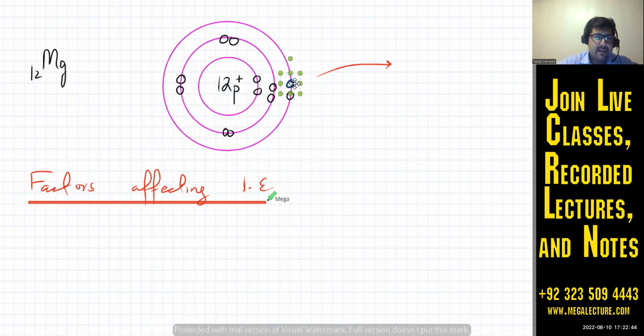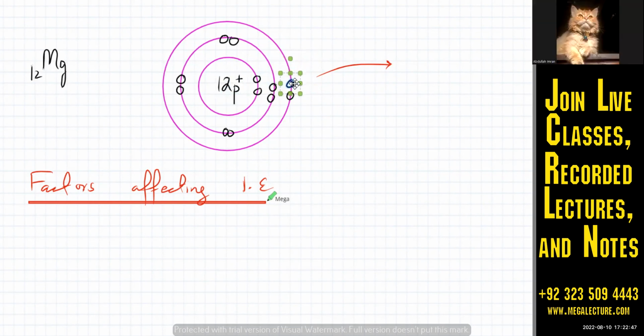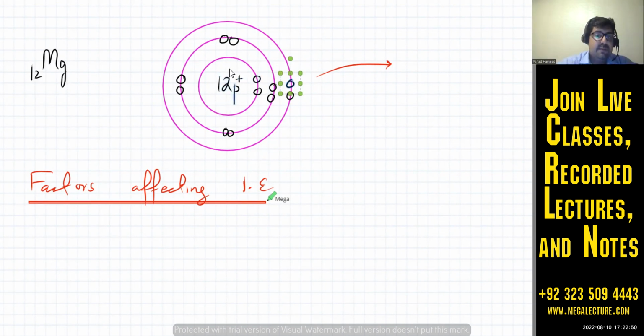Apart from that, what are the other factors? Any other factor? Sir, nuclear charge. Okay, because this influences it. If you had 20 protons instead of 12 protons, like if it was a different element, then it would be a lot harder to get rid of this electron because it's going to be very strongly attracted to this nucleus. So in magnesium's case it's 12 protons, but in some other atom the number of protons can be more or less. So you can call that nuclear charge or proton number. Any other factor?